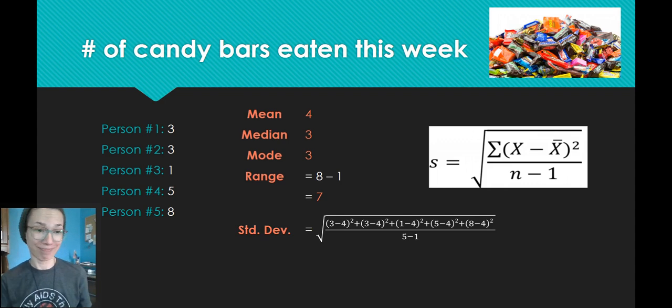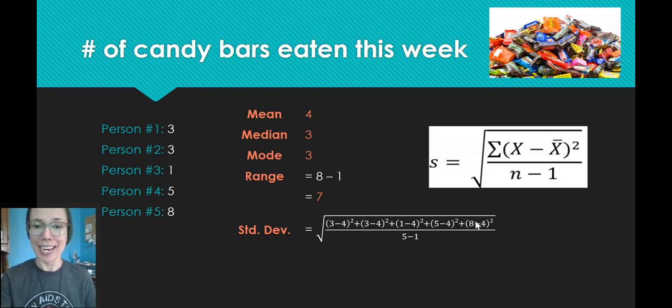Here's how it starts to look. Let me tell you what I've got here. The X is each individual score. For the 5 numbers I've got in my data set, I have something in parentheses for each of them. So there's person number 1's score of 3 candy bars. Here's person number 2 who ate 3 candy bars. Here's person number 4 who ate 1 candy bar. Person number 3 who ate 1 candy bar. Person number 4 who ate 5 candy bars.